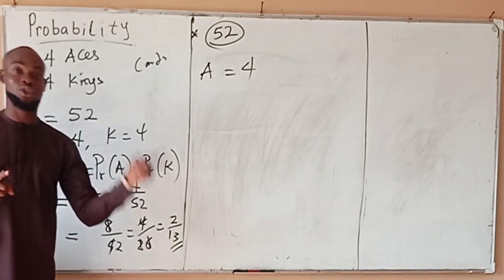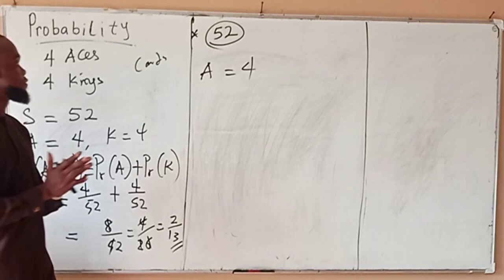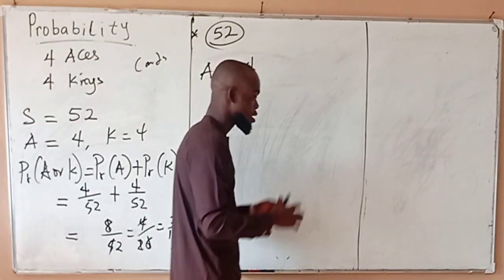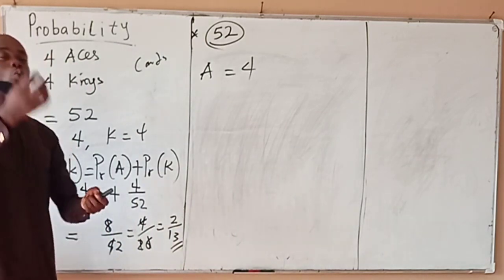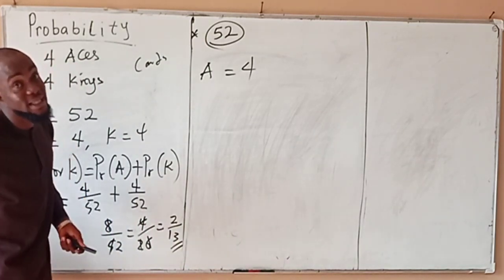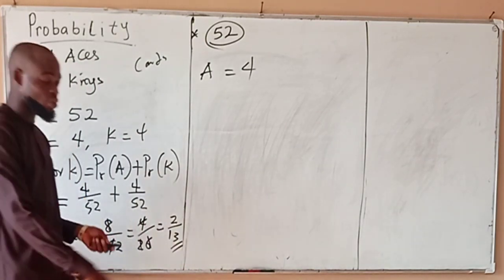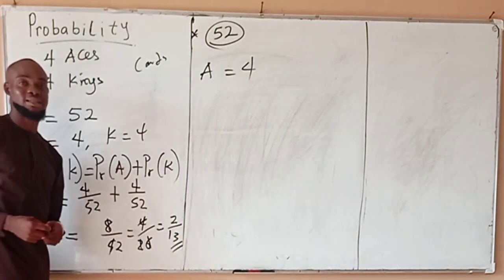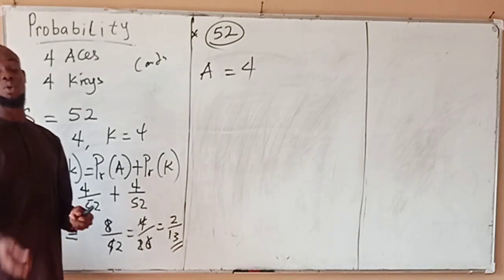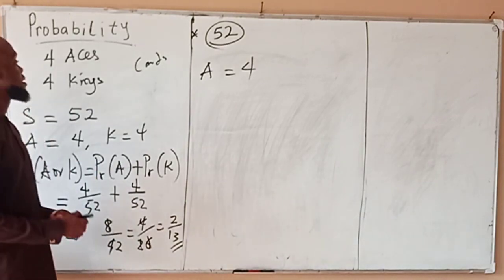Okay, if 2 cards are drawn from a well shuffled 52 cards, what is the probability that both are aces? If they are drawn without replacement. This one is dependent. They have a condition. What we call conditional probability.